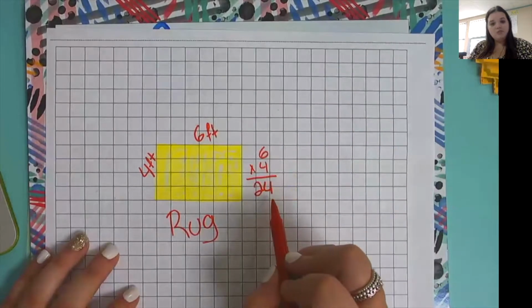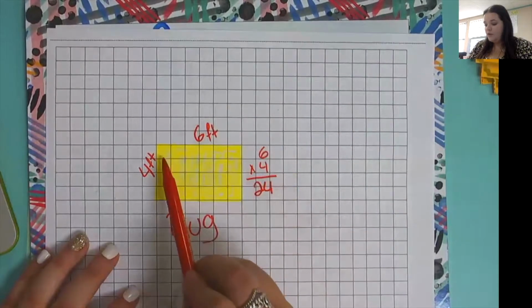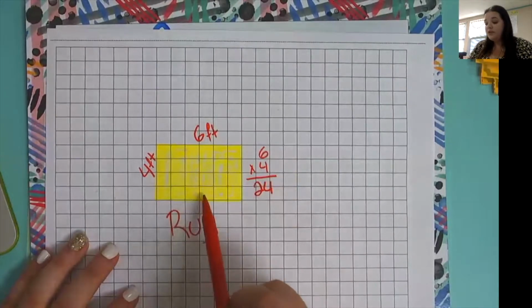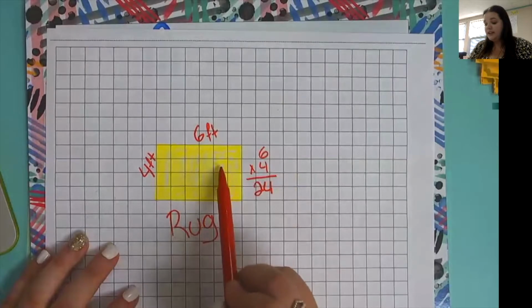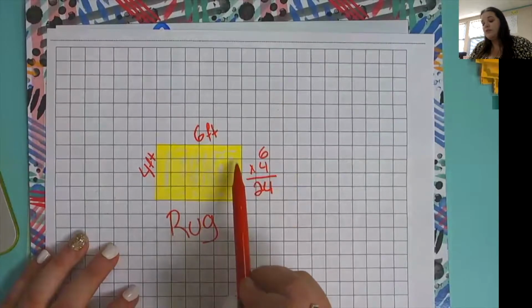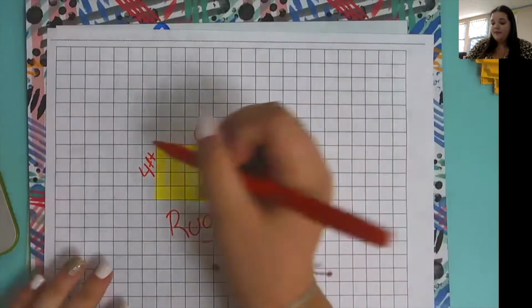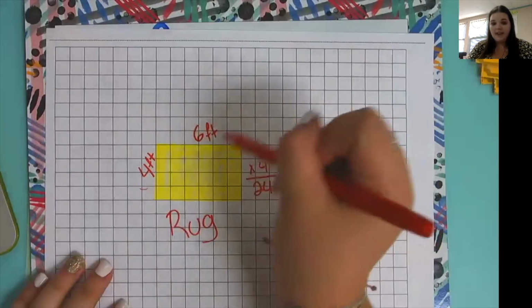So 6 times 4 is 24. Let's count. 1, 2, 3, 4, 5, 6, 7, 8, 9, 10, 11, 12, 13, 14, 15, 16, 17, 18, 19, 20, 21, 22, 23, 24. And that is how you find out the area. You have to multiply both sides.